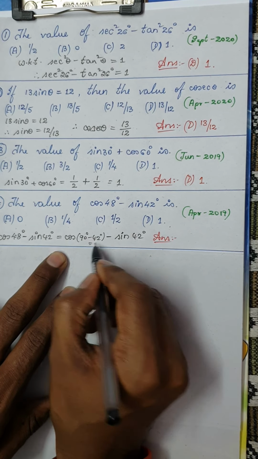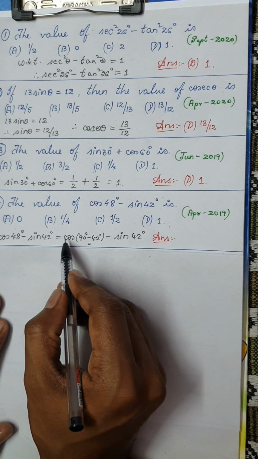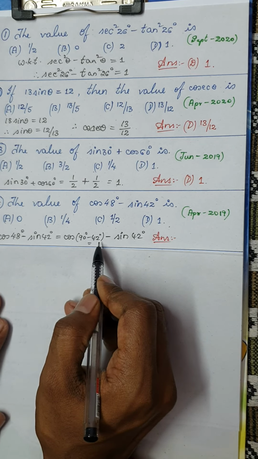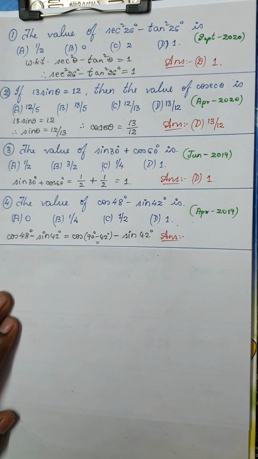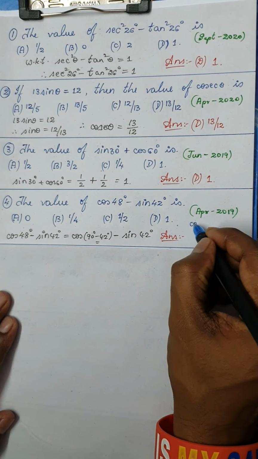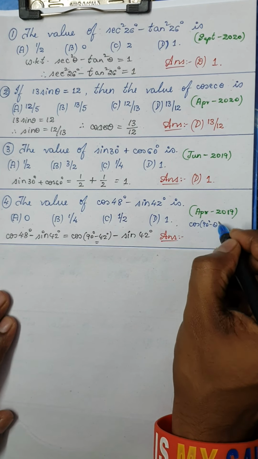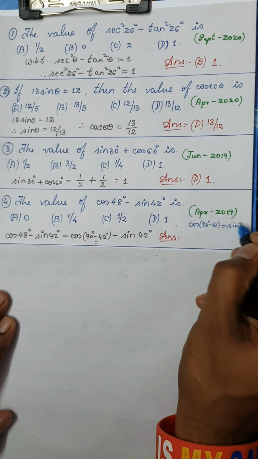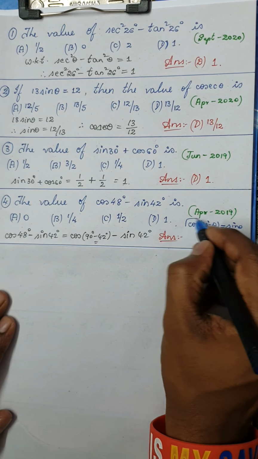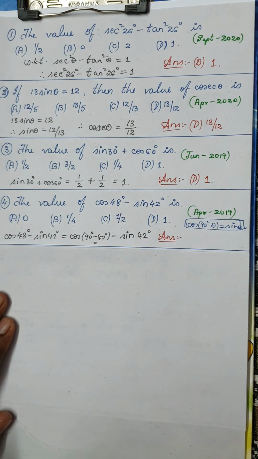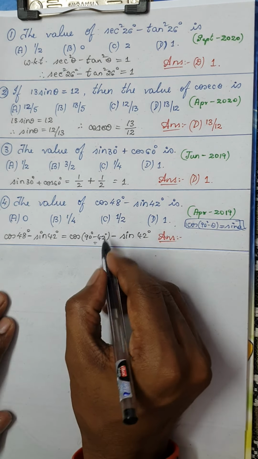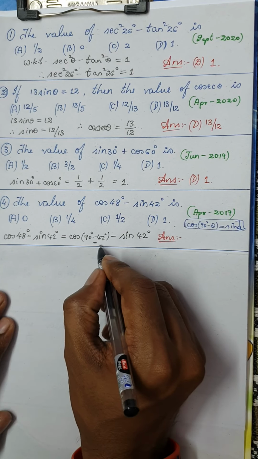Now this looks like cos of 90 minus theta. Does anybody remember this? We know that cos of 90 degrees minus theta is sin theta. I told you they are complementary angles. Sin and cos will share 90 degrees among each other. Correct? Therefore, you will get cos of 90 minus theta is sin theta.